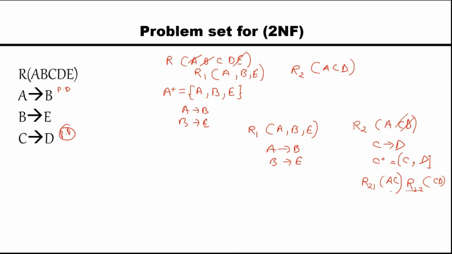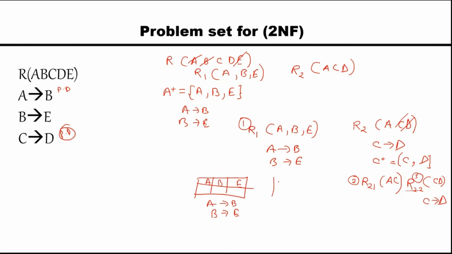So you have actually decomposed this further sub relation into R21 and R22, with AC and CD. Now what functional dependency can you write here? C determines D. So this is the first final, this is the second final, and this is the third final. If you want to write it, it would be like this: A, B and E is the first relation, and here you would write A determines B, and B determines E.